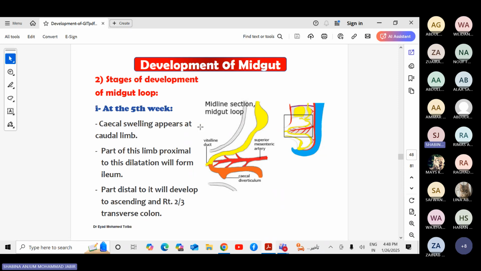So at the fifth week, what will happen? Now it's clear there is an upper limb, caudal, and cranial limb, and it is attached to the vitelline duct. In the caudal limb, there is the appearance of the cecal swelling. The part which is proximal here will form the ileum, and the part which is distal, this one, will form the ascending and transverse colon.